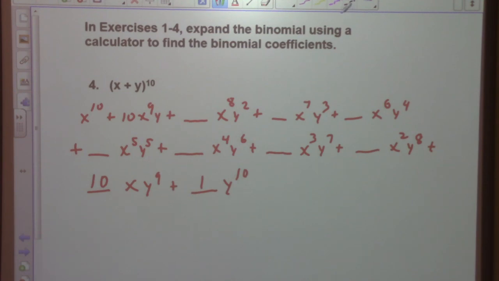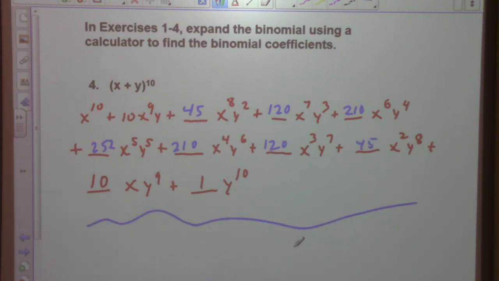So what did you get for this one here? 45? 120? 252, and this one's 210 too, right? Yes. And this 45. And so that's your answer, right? And you should be able to do 5 through 8 just using your calculator the same way. You don't have to use Pascal's triangle, right?